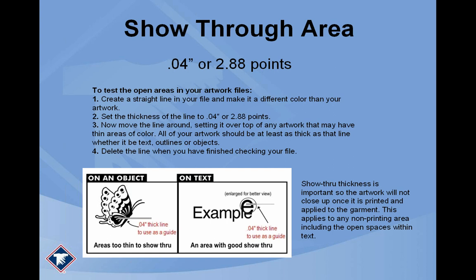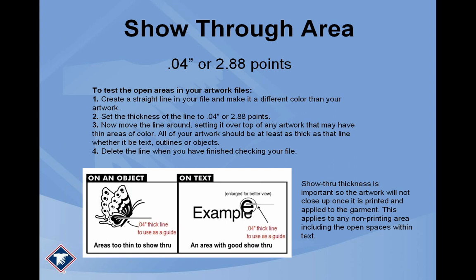Now, the word example on the other side, on the right side, we're looking at the letter E. Lowercase letter E's are a big culprit of closure because that little hole in the top of a lowercase letter E needs to be 0.04 inches thick or more. In this case, we've taken our little gray line and put it over that letter E, and we can see that yep, that gray line is definitely smaller, so that means the show-through area is bigger than 0.04, so we're good to go.